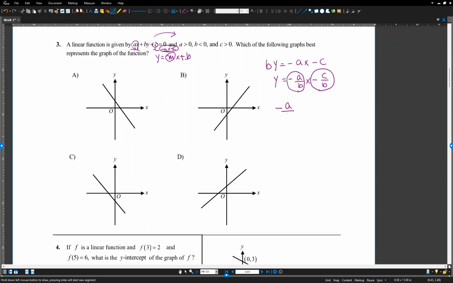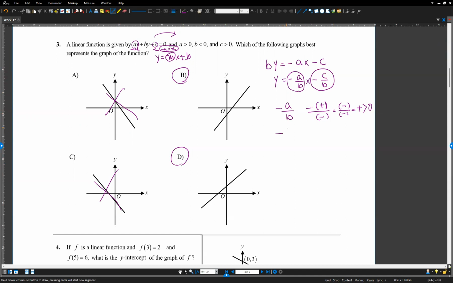Slope first, negative a over b. A is positive. B is negative. Positive times negative is what? Negative. Negative divided by negative is what? Positive. So this graph has a positive slope. This is a negative slope, this is a negative slope. You have two with positive slope there.